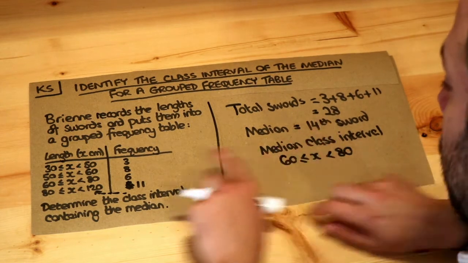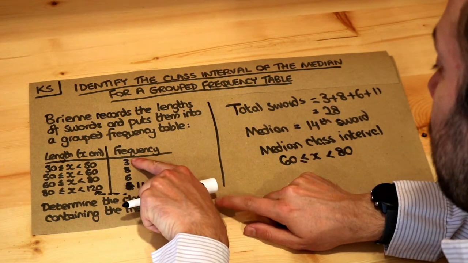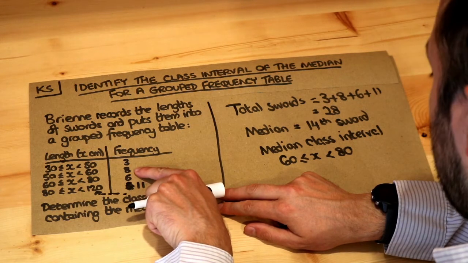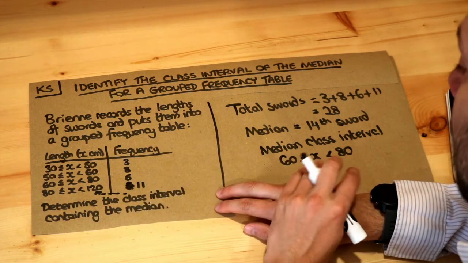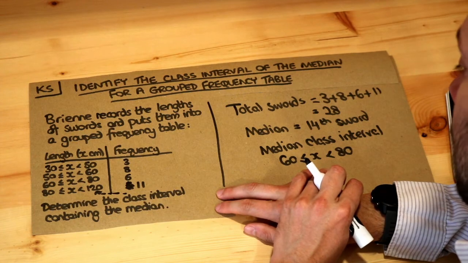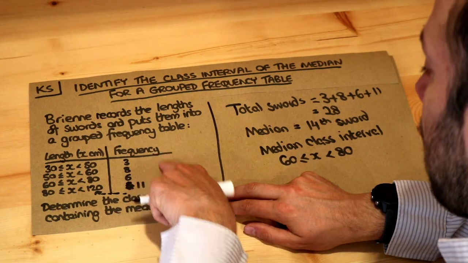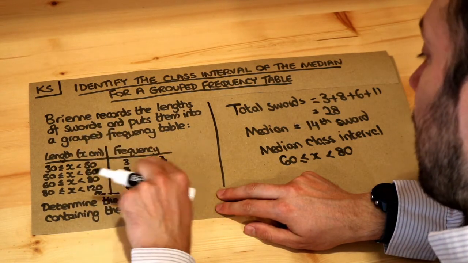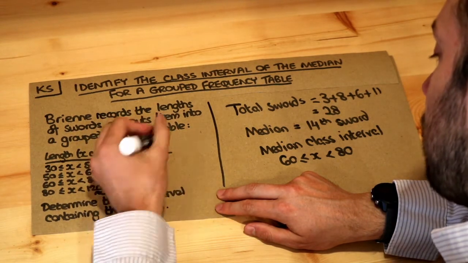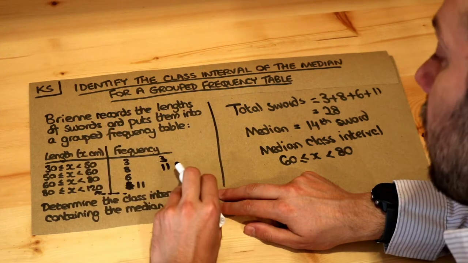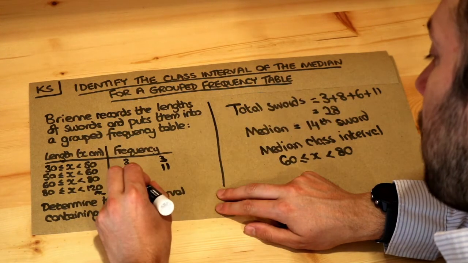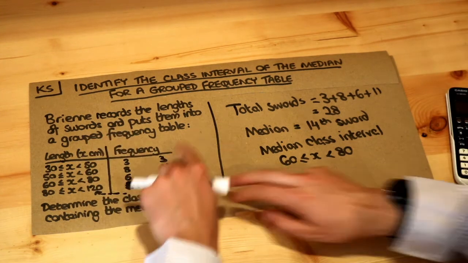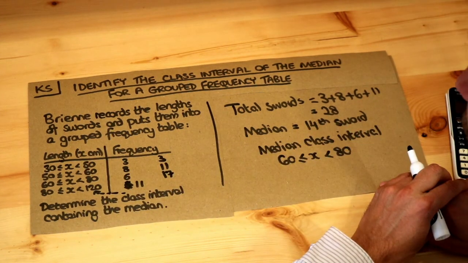We want the 14th sword. It's not within the first 3 swords, and it's not within the next 8 swords because we've seen 11 swords by the end, but we would see it within the next 6 swords. It does help to actually write the running total, otherwise known as the cumulative frequency. So the running total up to the end of this interval is 3, the running total up to the end of this interval is 11, so we wouldn't have seen the 14th sword yet, but the running total up to the end of this interval is 17, so we would have seen the 14th sword by the end of that interval.